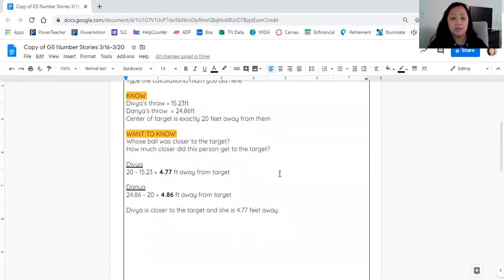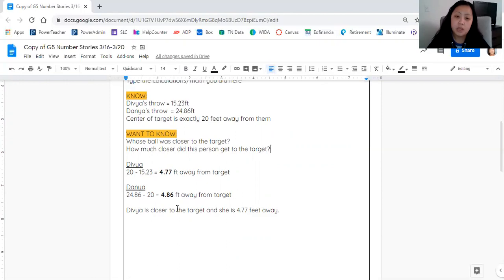So the way I went and solved this is I took 20, which again, if you remember, is the distance from where they are to the center of the target, and I subtracted 15 and 23 hundredths, which was Divya's throw. And that gave me a difference of 4 and 77 hundredths. For Danya, it was kind of switched because she surpassed the target. And I know she surpassed the target because 24 and 86 hundredths is greater than 20. So I want to subtract, and I found that the difference was 4 and 86 hundredths feet away from the target.